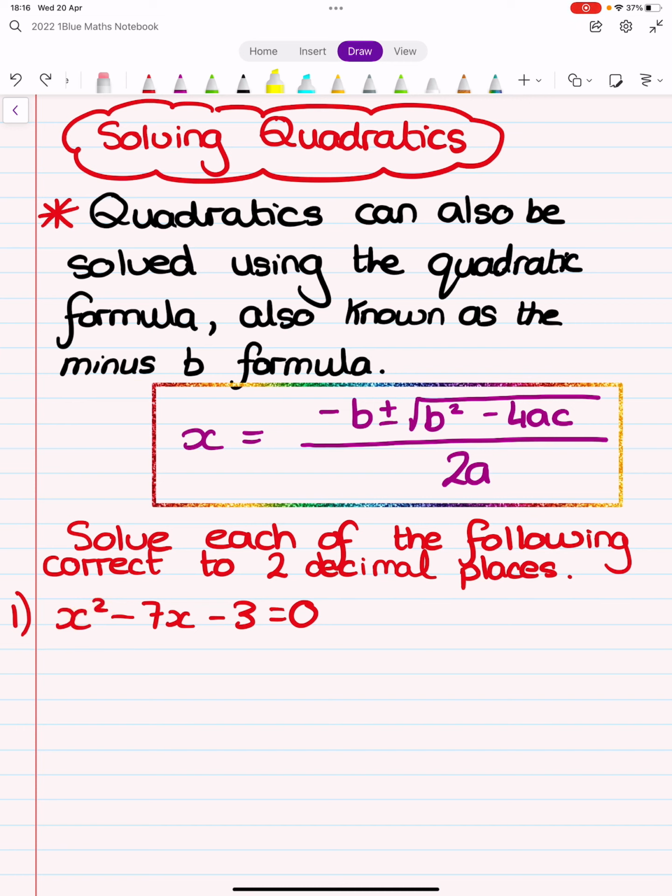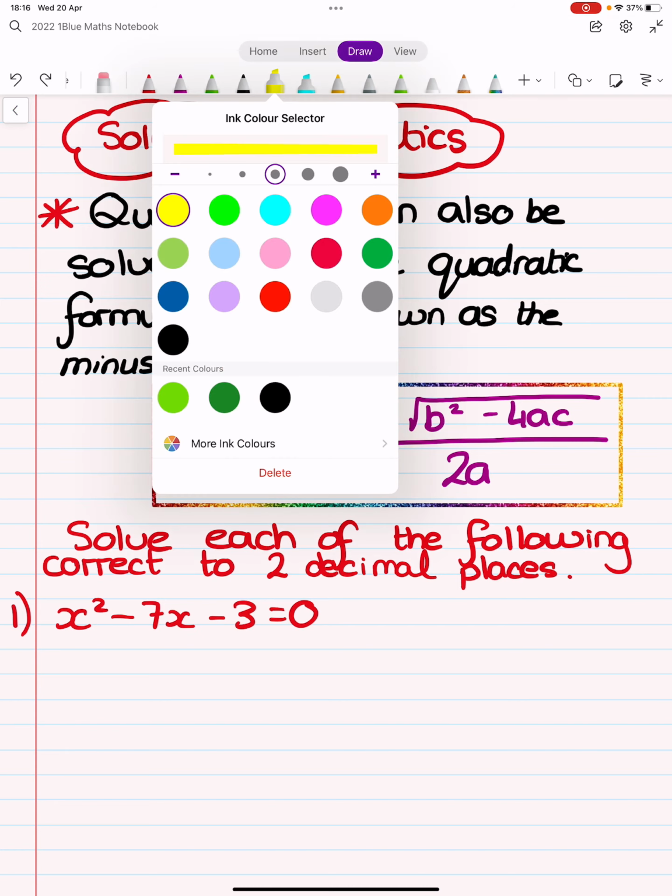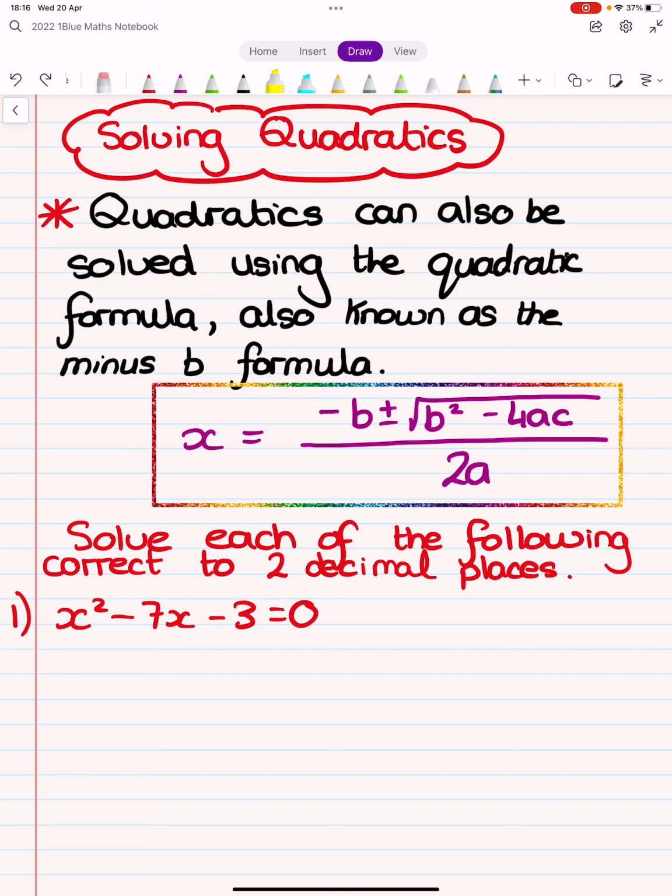Okay, so now we need to look at how this works and how we're going to solve it. Like I said the last time, there's two ways to solve quadratics. The first way is using factorizing, which we've just done. The second way is using this quadratic formula. Depends on the question. So if you look at this question, you'll see that it asks you to solve each of the following correct to 2 decimal places.